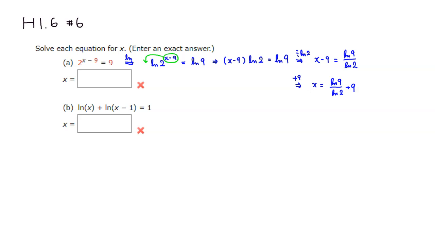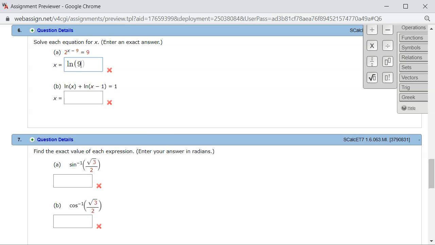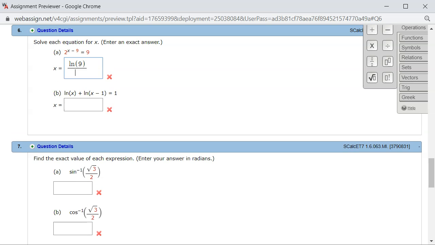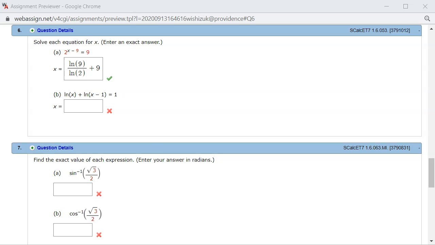So let's type it in first. You have ln of 9 divided by ln of 2, then you're adding 9 to it. Let's go ahead and check the answer. It came back and looks like we got part A correctly.